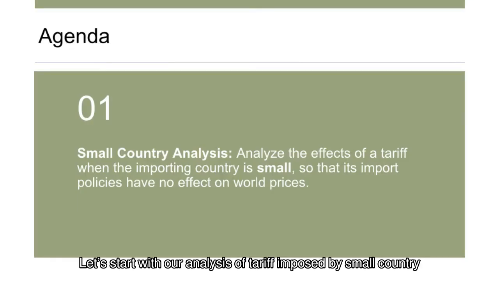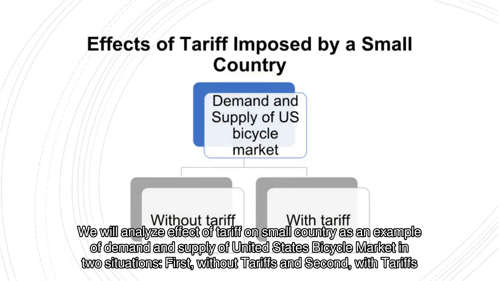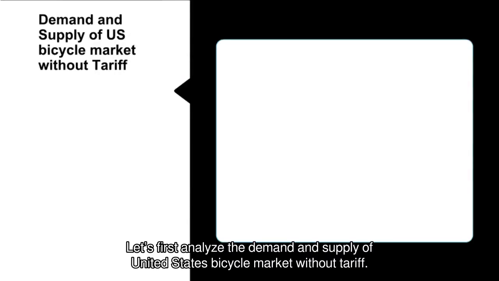Let's start with our analysis of tariff imposed by a small country. We will analyze the effect of tariff on a small country as an example of demand and supply of the United States bicycle market in two situations: first, without tariffs, and second, with tariffs. Let's first analyze the demand and supply of the United States bicycle market without tariff.